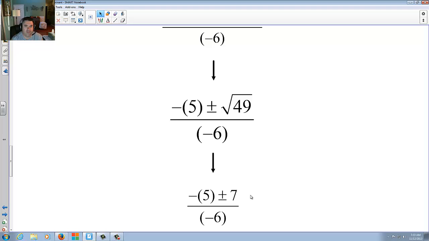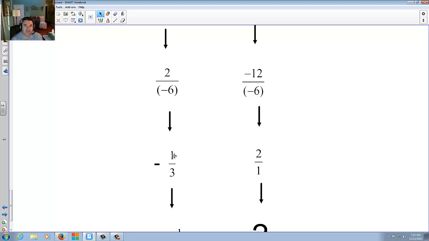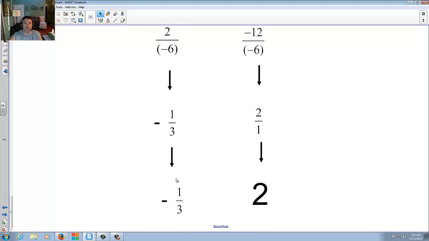So you have -5 plus 7 divided by -6, and -5 minus 7 divided by -6. So you have 2 divided by -6 and -12 divided by -6. So you have -1/3 and positive 2. So at the intercept line, no matter if it goes this way or this way, it's cutting across at x equals 2 and x equals -1/3.